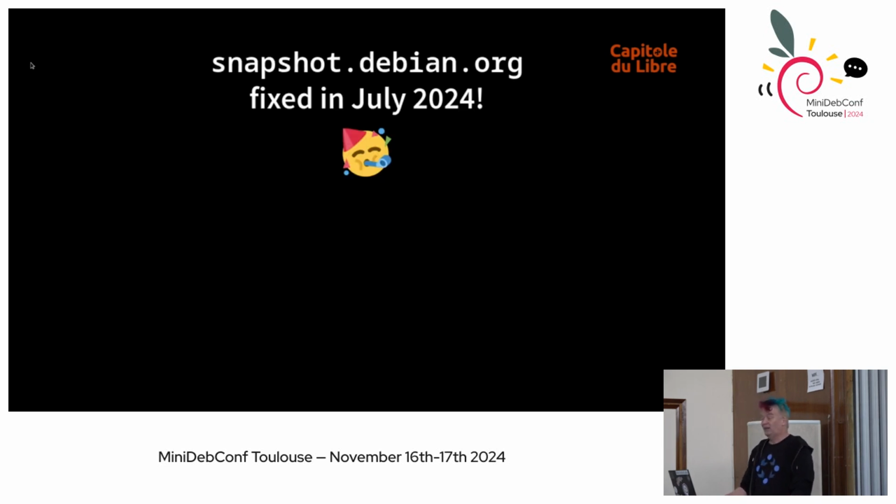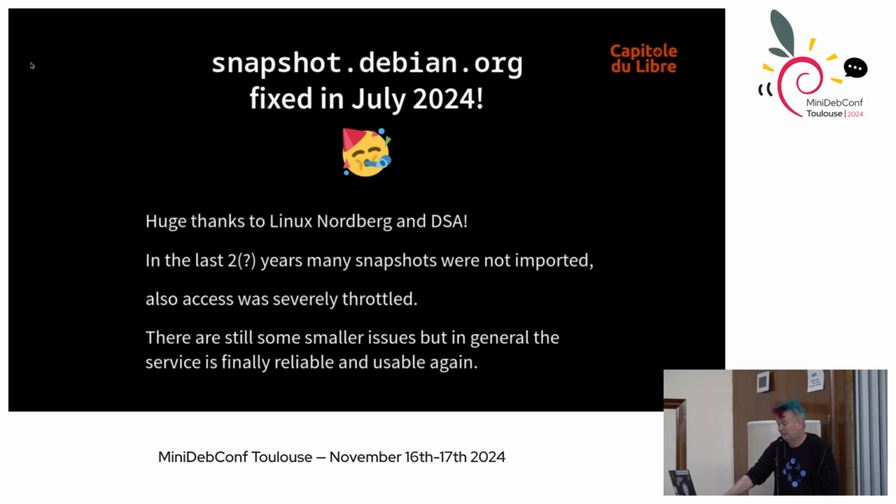And then finally, in July this year, Snapshot got fixed. And that was blocking us for the last 2 years when everything was in place, but we couldn't rebuild Debian, because for rebuild we need Snapshot. Because what we did before was just rebuilding twice at the same time, on the same day, and not comparing against Debian, just doing CI. And now we finally can do it. Huge thanks to Linus Nordberg and DSA who made it.